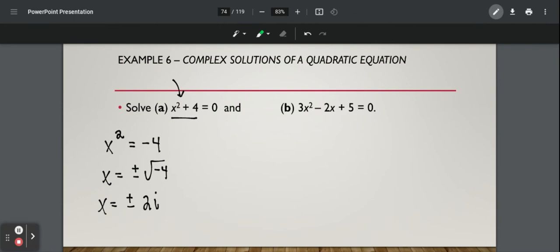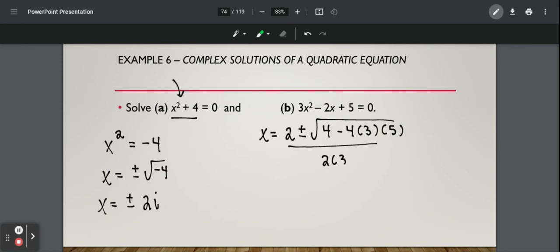For part B, we actually have to use the quadratic formula. So x equals the opposite of b plus or minus the square root of b squared minus 4ac, all over 2a. So now if we simplify, we get 2 plus or minus the square root of -56 over 6.